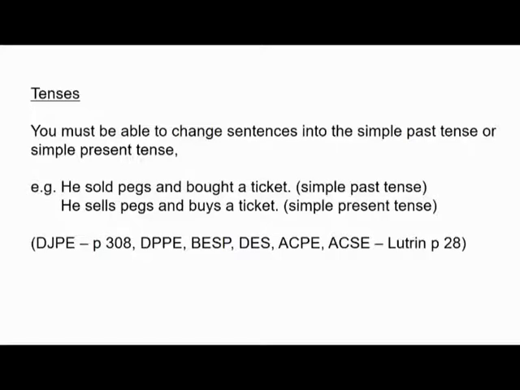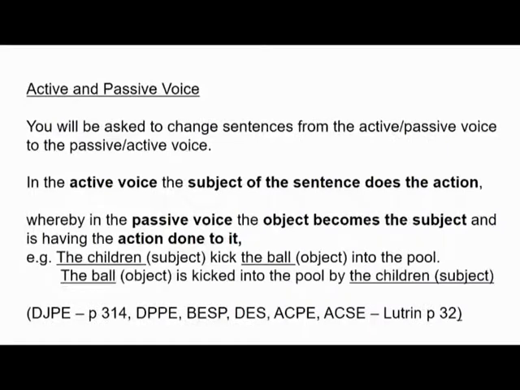The DJPE students will find these tenses on page 308, while the other students will find it in their Lutheran books on page 28. Now, active and passive voice. You will be asked to change sentences from the active or the passive voice to the passive or the active voice. In the active voice, the subject of the sentence does the action, whereas in the passive voice, the object becomes the subject and is having the action done to it.